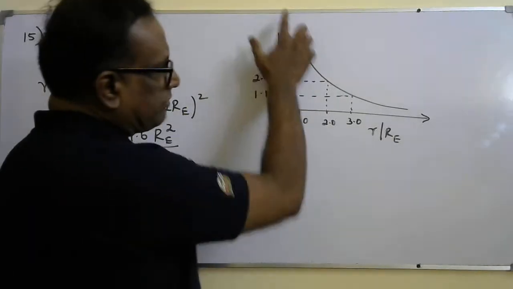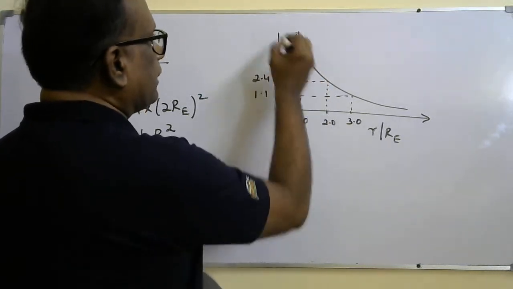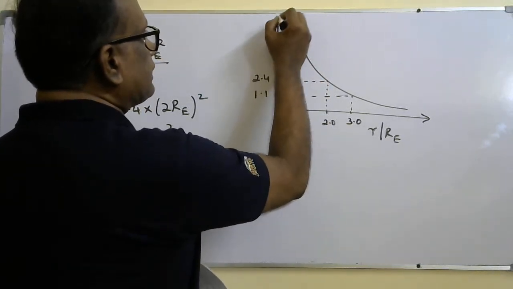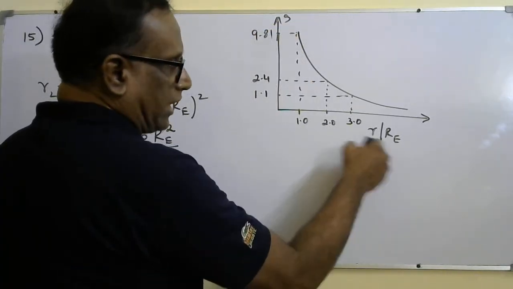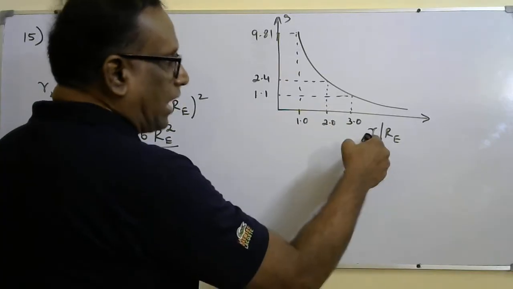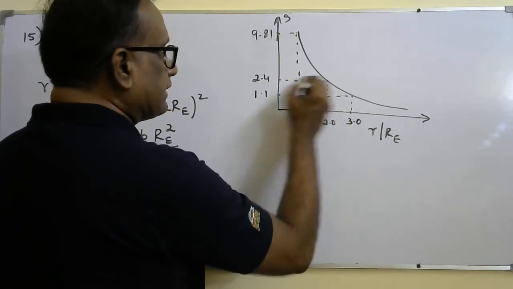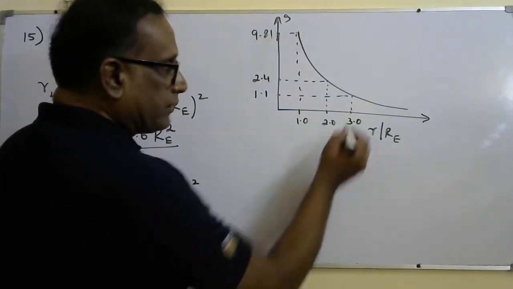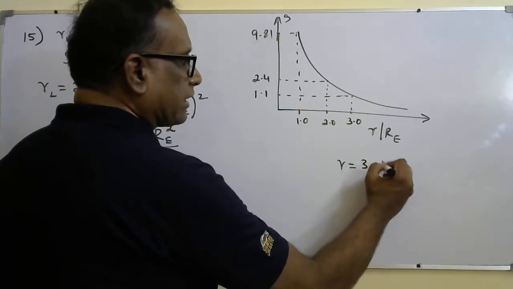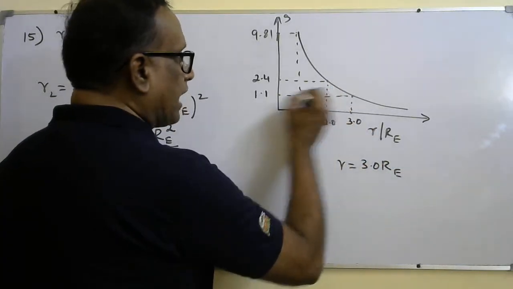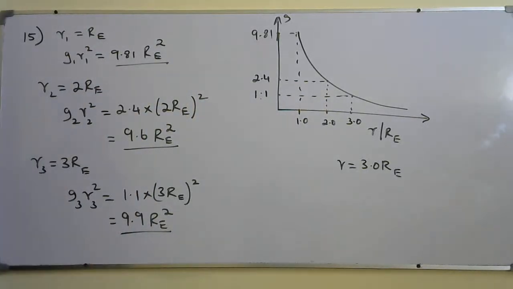Okay, see the graph. The graph is something like this. So 1.0, you can say it's meeting at 9.81. This is the G graph. When 2.0, they are giving R in RE, so 2.0 means value of R is 2.0 RE. That time you can see the G value is 2.4. When 3.0 means R equal 3.0 RE, that time the G value is 1.1. So those are the values I used here.